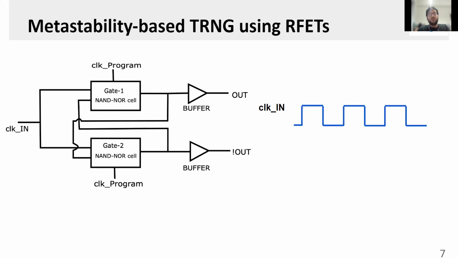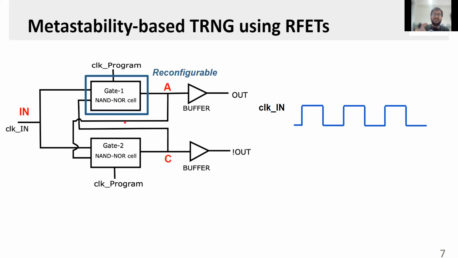In the present work, we now focus on how we exploit the metastability in the case of RFETs, and how we exploit the ambipolarity to get a double metastability condition in RFET-based structures. On the left-hand side, you can see that there is a similarity to what an SR latch looks like. However, the interesting aspect is that these two cells are basically NAND-NOR cells.